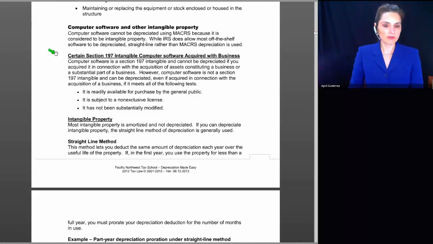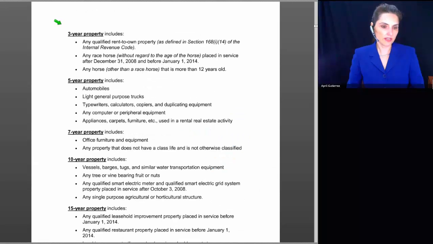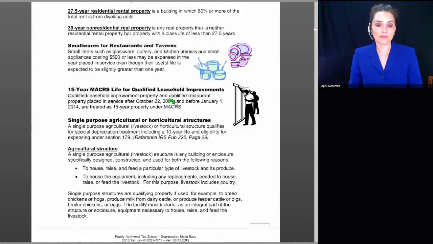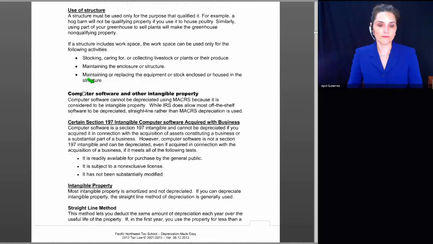And we're going to just talk briefly about what special rules you should have in mind for computer software. You may have noticed on this list of assets that I have right here that I never mentioned computer software. And it's because computer software is not depreciated under MACRS. It's in a category that stands out all by itself, and for that reason I decided to make it stand out all by itself right here.